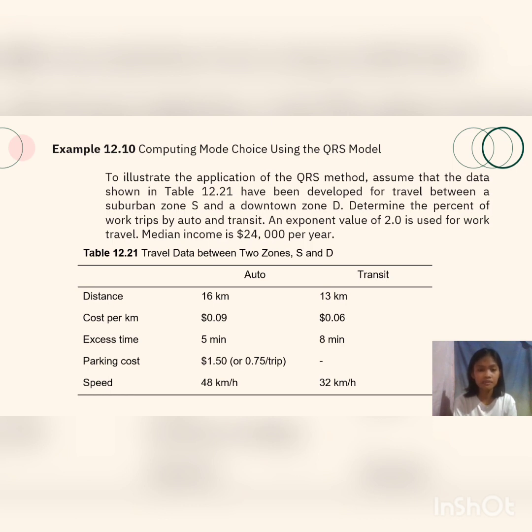So here's the table. Distance for auto is 16 kilometers, for transit is 13 kilometers. Cost per kilometer is $0.09 for auto, while transit is $0.06. Excess time for auto is 5 minutes, transit 8 minutes. Parking cost is $1.5, or $0.75 per trip for auto. Transit needs no parking cost. For auto, the speed is 48 kilometers per hour, while in transit it is 32 kilometers per hour.